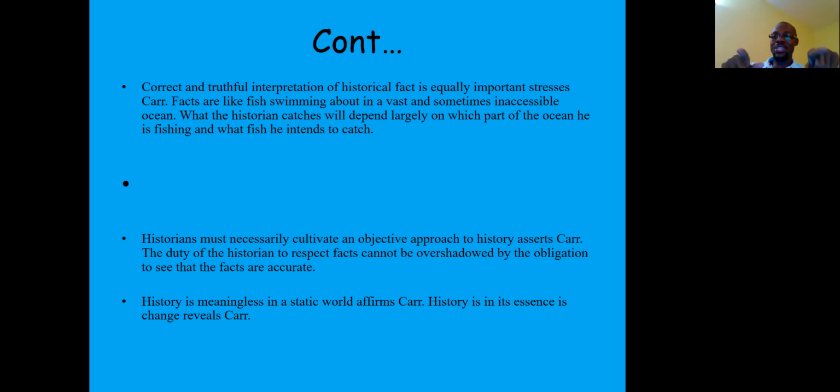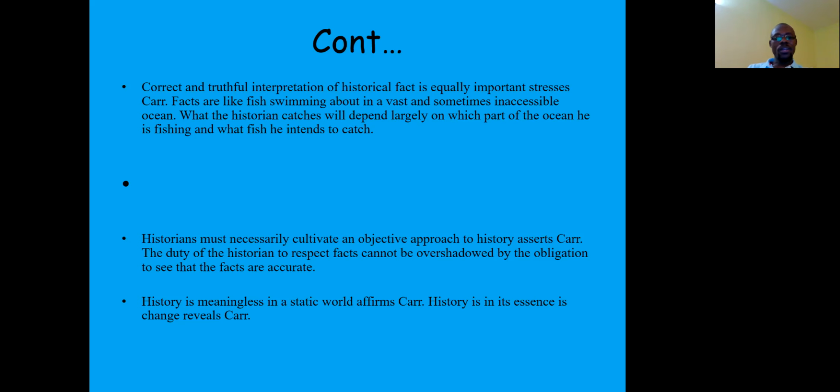History is so vast, so it's incumbent upon you to know the area that you want to focus on. But at the end of the day, you need to come up with an objective history. That is what Carr is reminding us of. So a historian must necessarily cultivate an objective approach to history.